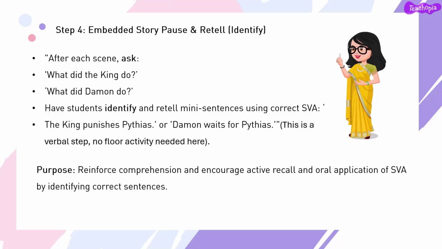After each scene, ask: What did the king do? What did Damon do? Have students identify and retell mini sentences using correct subject-verb agreement: The king punishes Pythias, or Damon waits for Pythias. This is a verbal step, no floor activity needed here.